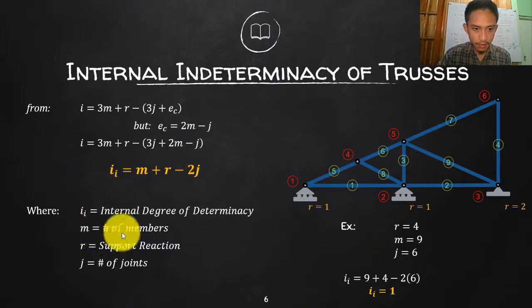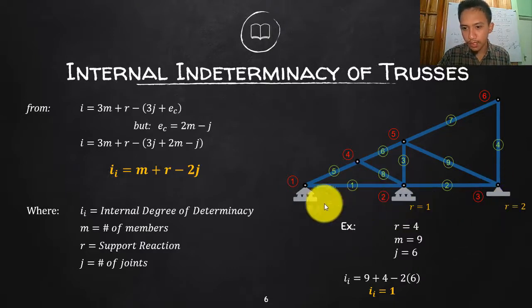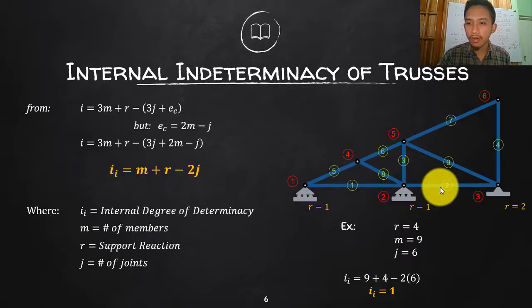So for trusses, let's try this. Again, these are your definitions. M is member, R is the support reaction, J is your joints. If you try to look at this, how many reactions do we have? This is a roller and a pin. So 2, 1, and 1. So R is 4. How many members? 1, 2, 3, 4, 5, 6, 7, 8, 9. So there are 9. And then joints: 1, 2, 3, 4, 5, 6. So there are 6 joints.